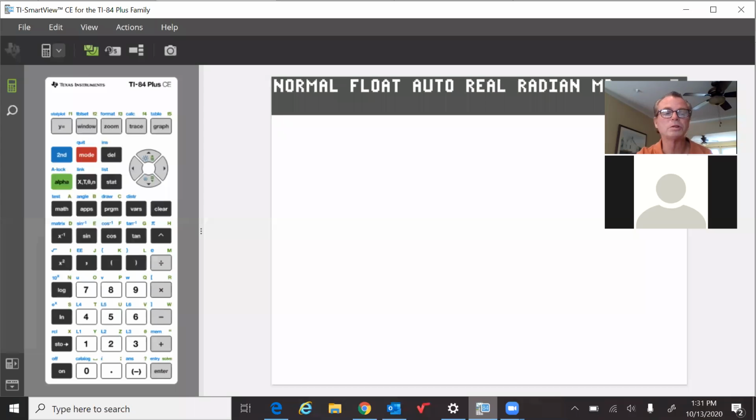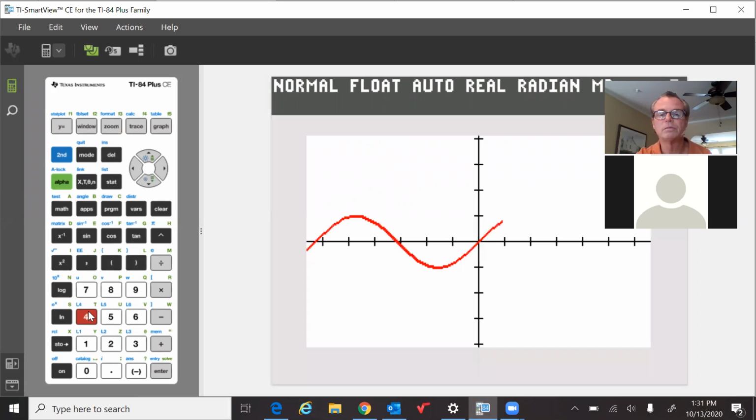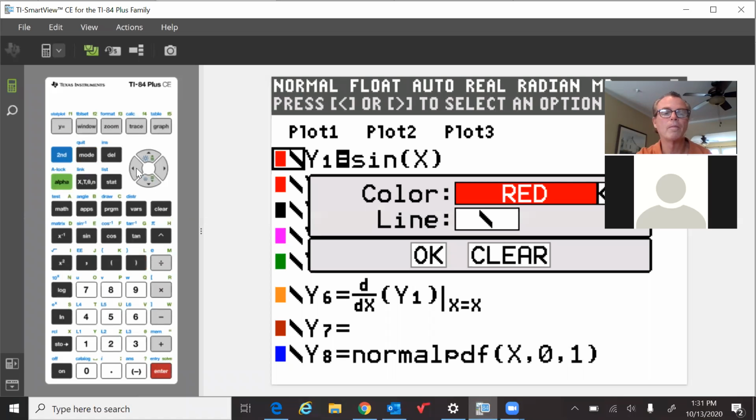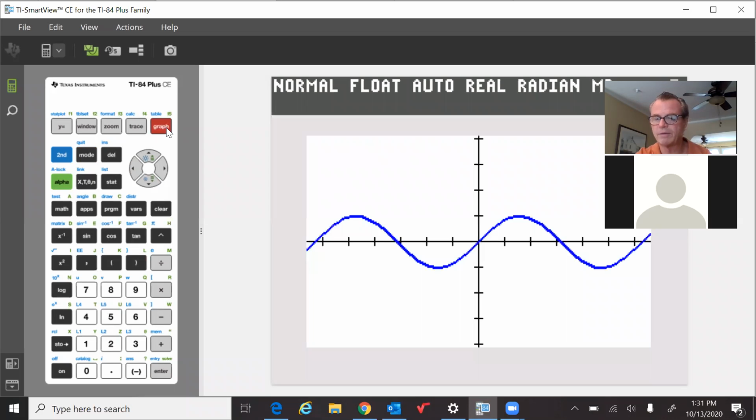So I go to y equals, and I just type in sine x. Because we will be able to do this when we get to section 8.2, which we're going to do at the end of chapter 4. Here's the sine wave. And actually, I changed this color last period. I want to change it back. Sorry. So there's the sine wave.